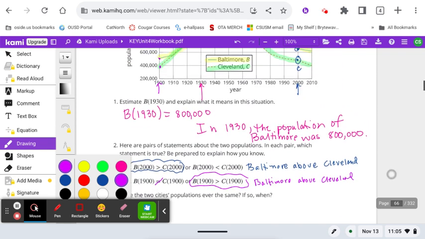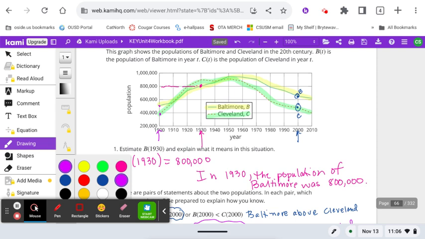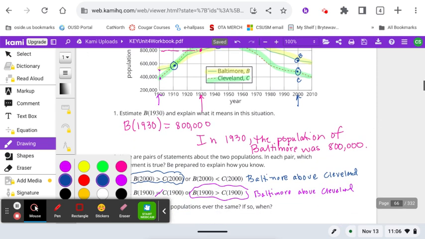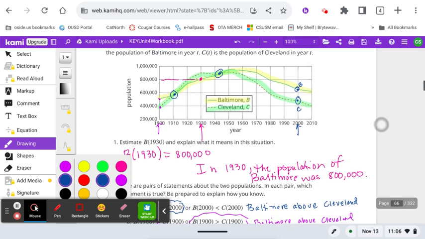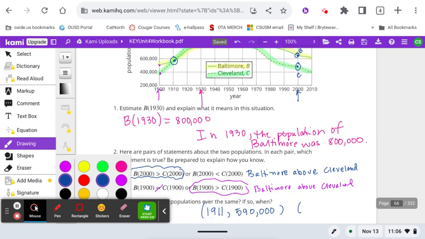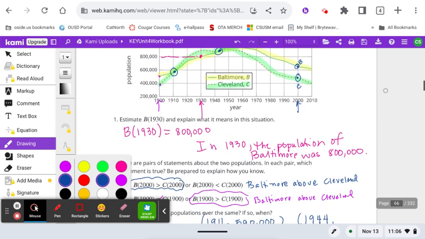Are the two cities' populations ever the same? If so, when? So if you notice any point of intersection of the two lines, somewhere around here, these points of intersection are when the two populations were the same. So we could say around 1911, and then, I don't know, 590,000. And over here, I'm going to say that that's around 1944. I don't know, 1943, something like that. And that's around 900,000.